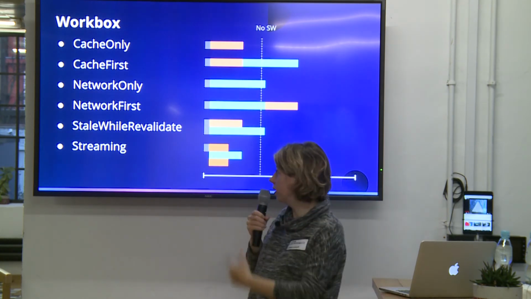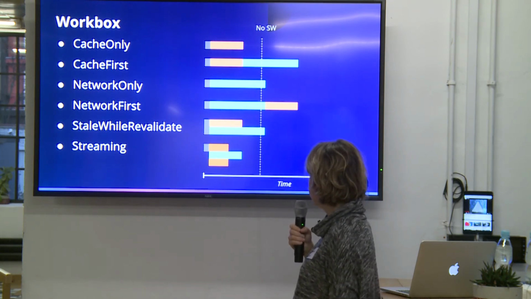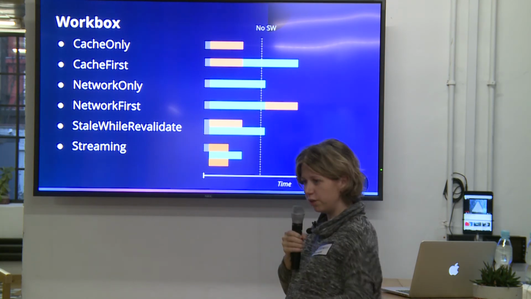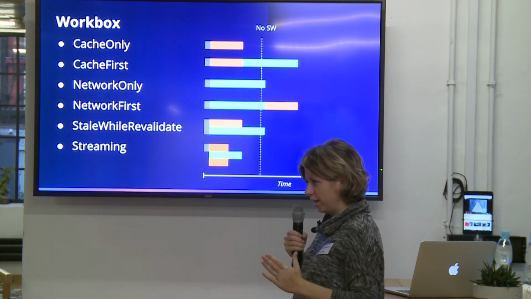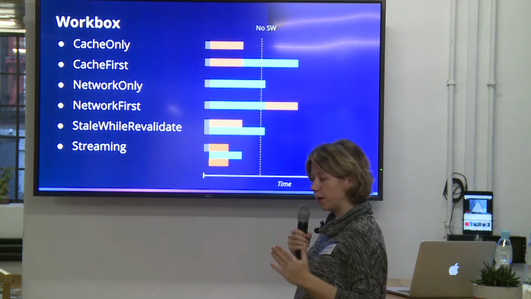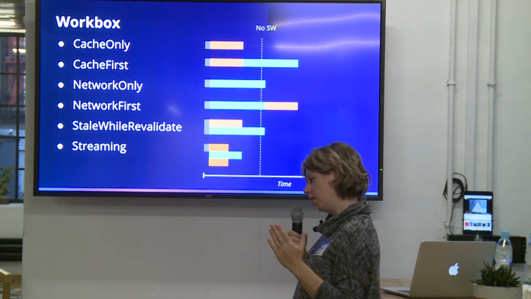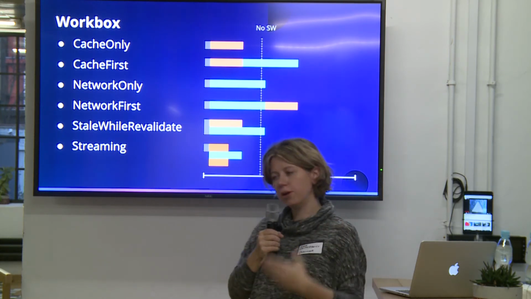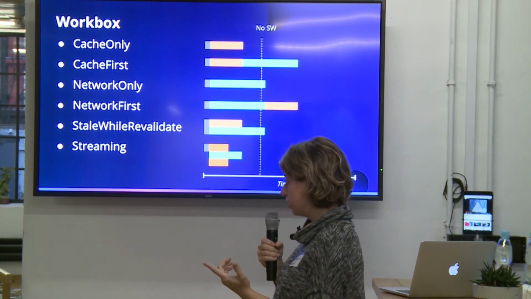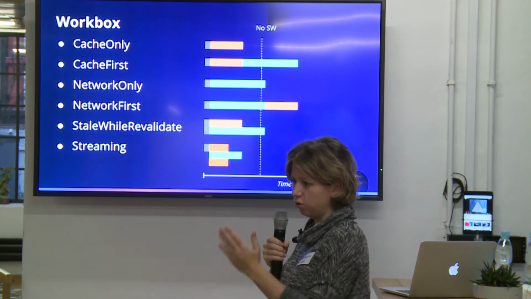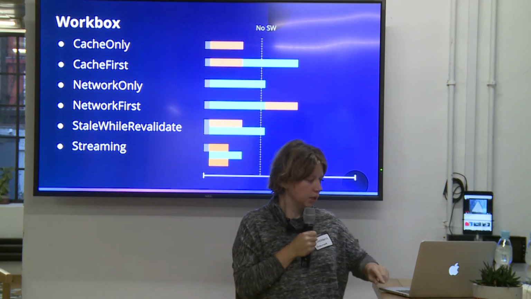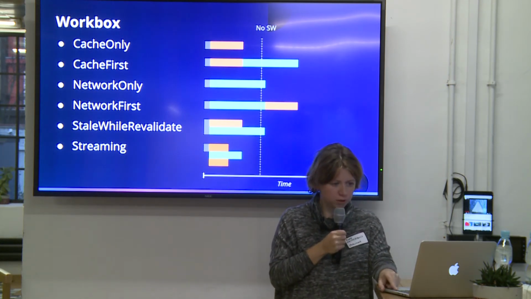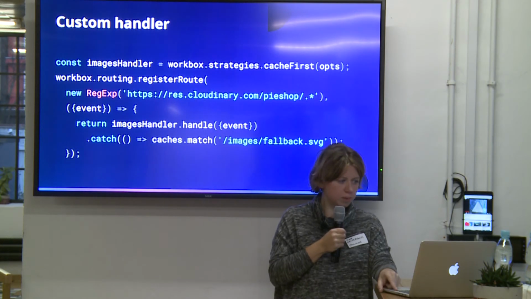So if you look at the comparison of all those strategies in one graph, as compared to the no service worker scenario, you can see that depending on the scenario, and which priorities you set, like whether your priority is performance or whether your priority is to serve fresh content, this can take shorter on average or longer than the no service worker scenario. So you need to adapt that to different situations on your web page.